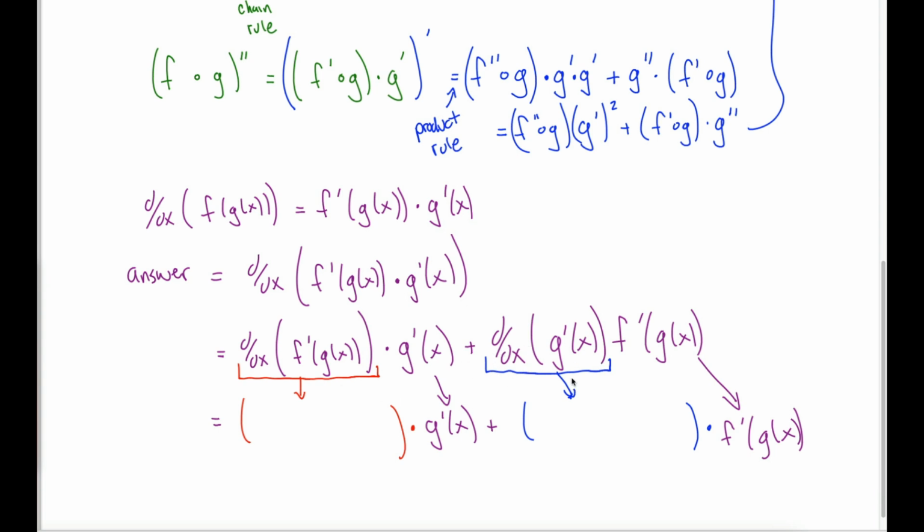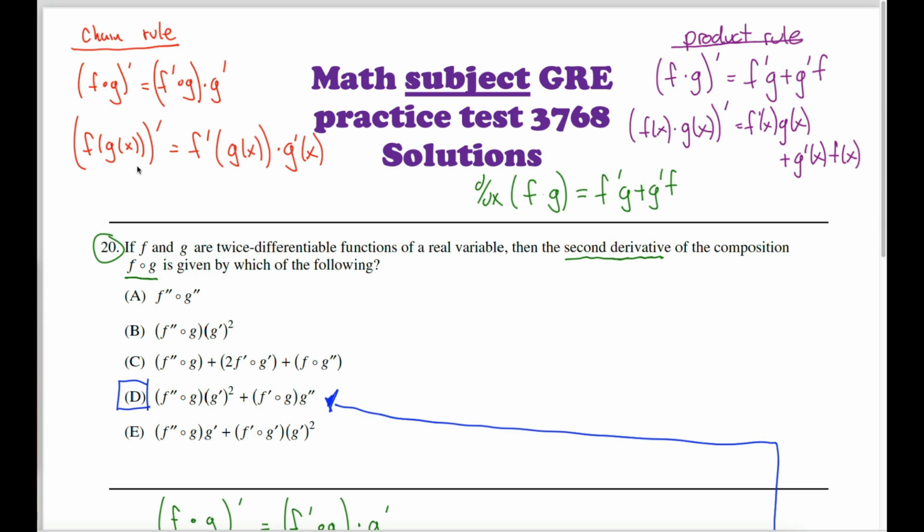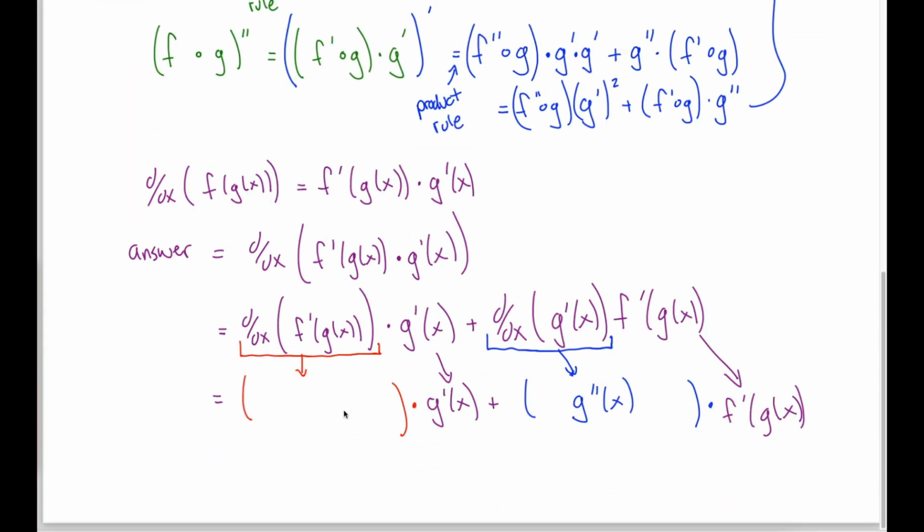Let's first take care of this blue one here. I think that one's a little bit easier. The derivative of g prime of x is just g double prime of x. That's easy enough. It's this one where things get a little bit difficult. The derivative of f prime of g of x is going to involve the chain rule. So remember from up here that when you're taking the derivative of a composition of two functions, you first take the derivative of the outside function, leaving the inside function completely alone. But then you're not done. You multiply that by the derivative of the inside function.